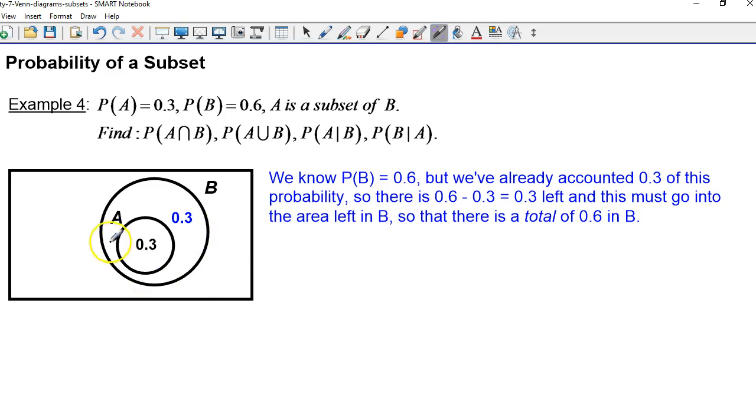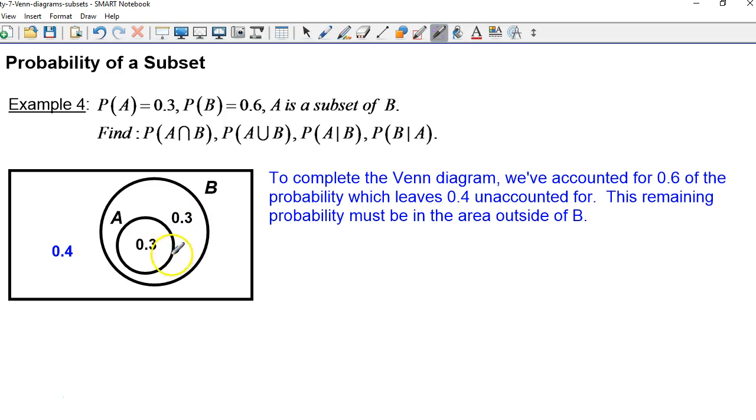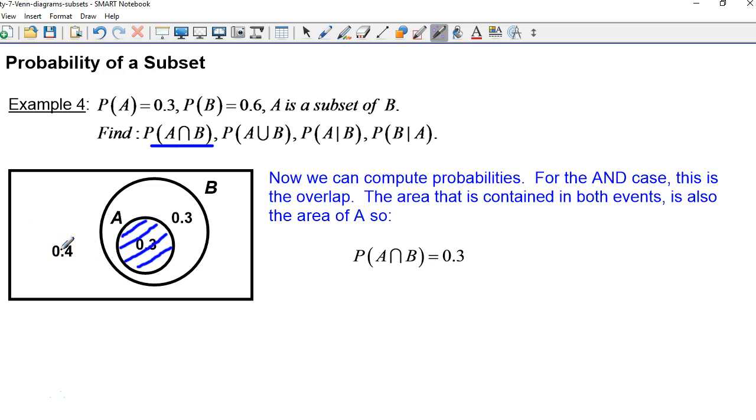That means everything in the B circle has to be 60%, but we've already accounted for 30%, which means the other 30% has to be in the rest of B. Right, so we could fill that in as well. And then we know that if we've accounted for 60%, there's still 40% unaccounted for. That would have to be in the rest of the universe out here. So 40% out there. So now we have a completely filled in Venn diagram, and now we can use it to compute probabilities.